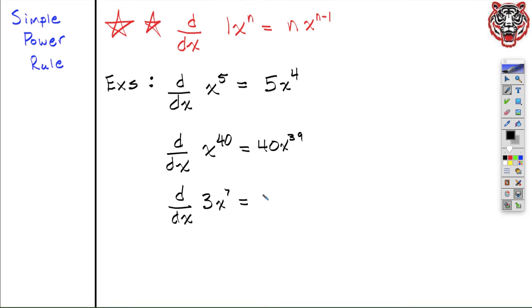Good guess. So you're saying 3x to the negative 4, but that's not quite right. Yeah, that's not quite right either. Again, I'm going to bring the power down, 7, and I multiply by whatever I had. So 7 times 3 to get 21, and I do x to the power of 6. I bring down the power, I multiply it by whatever the coefficient was. So 7 went down, 7 times 3, 21, and then it used to be to the power of 7, now it's to the power of 6.